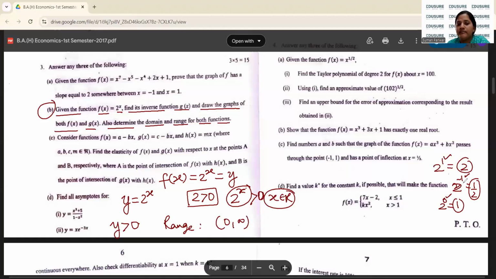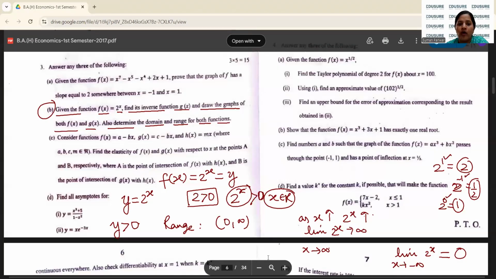It will keep on increasing because as x increases, 2^x increases too. In fact, the limit as x tends to infinity of 2^x is infinity. And if we calculate the limit as x tends to minus infinity of 2^x, as x goes to minus infinity, 2^x will become very, very small, and this should become 0. So this is the nature of the graph y = 2^x.